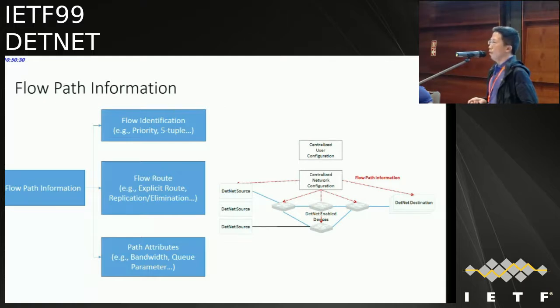This information, I think, is necessary. For example, the model-based solution can use it to configure the path, or it can be used as parameters to the control plane protocol to establish the flow path.